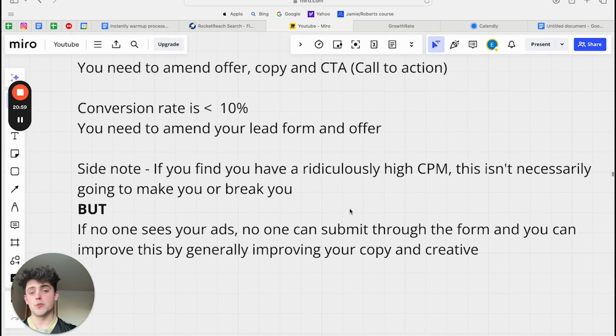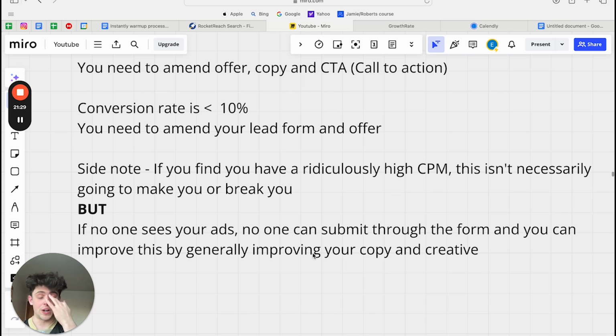But at the same time, if no one sees your ads, no one can submit. If you're not getting any clicks, you're not getting anything. CPM can affect it, and you can generally improve your CPM by just improving your ads. If no one's interested in looking at them at all, they're really low quality. Facebook doesn't want it on the platform. Even though you're paying, it is really going to affect your performance. It's not going to come up as part of people's suggested content, as part of their algorithm. It's not going to fit in with anybody, despite the fact that you're actually paying for those ads.